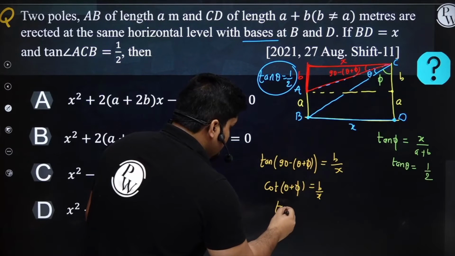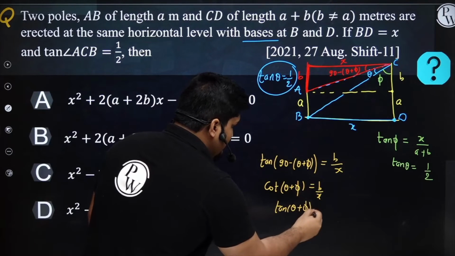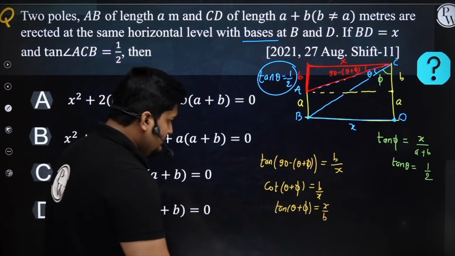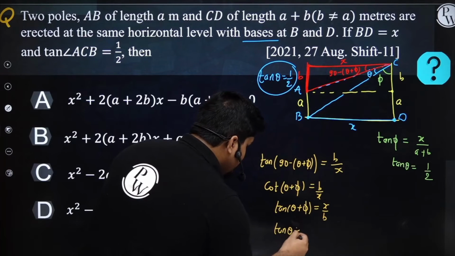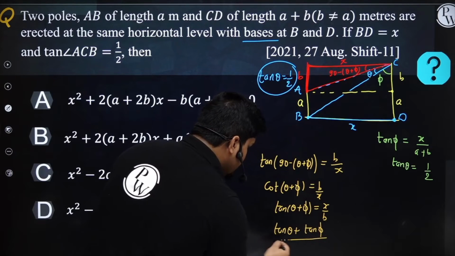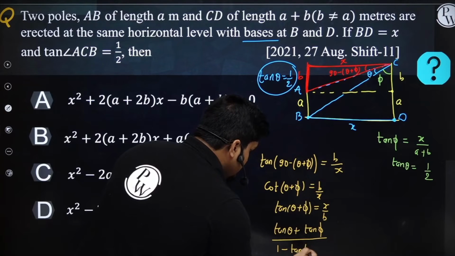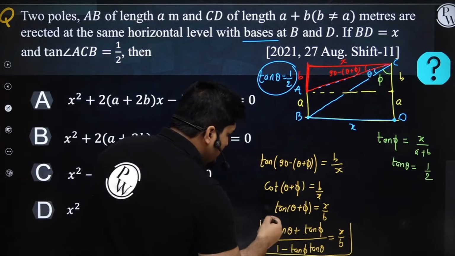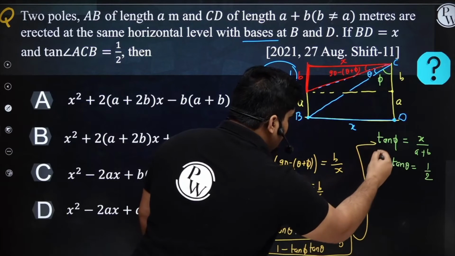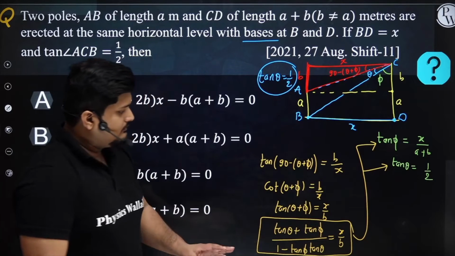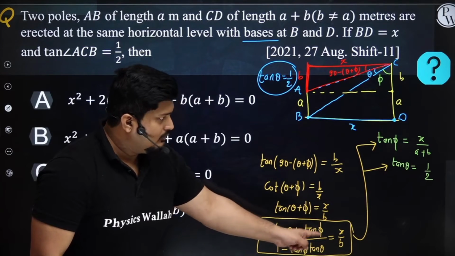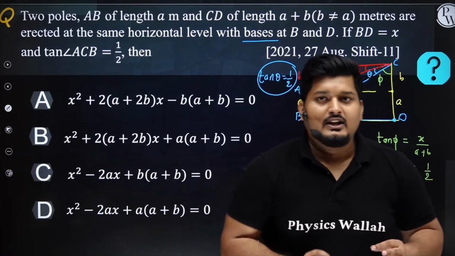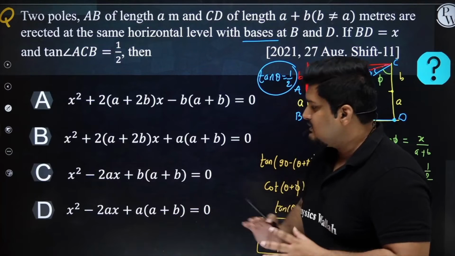So we can write tan(theta plus phi) is equal to x upon b. Now we can expand this. Once you expand, this is equal to (tan theta plus tan phi) divided by (1 minus tan phi into tan theta), which is equal to x by b. And now only calculation is meant to be done because you have tan phi and tan theta known. Tan theta you will replace with 1 by 2, tan phi you will replace with x upon a plus b, and then you can calculate. So calculate it and mark your answer in the given options.